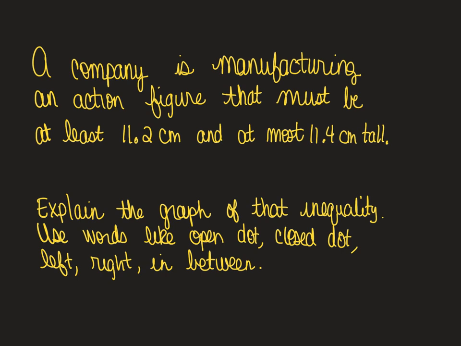Here is your last question. A company is manufacturing an action figure that must be at least 11.2 centimeters and at most 11.4 centimeters tall. What I would like for you to do is explain in a sentence the graph. Explain what the picture would look like of that inequality. Use words like open dot, closed dot, shade to the left, shade to the right, shade in between. That's the kind of words I'm looking for in your description.